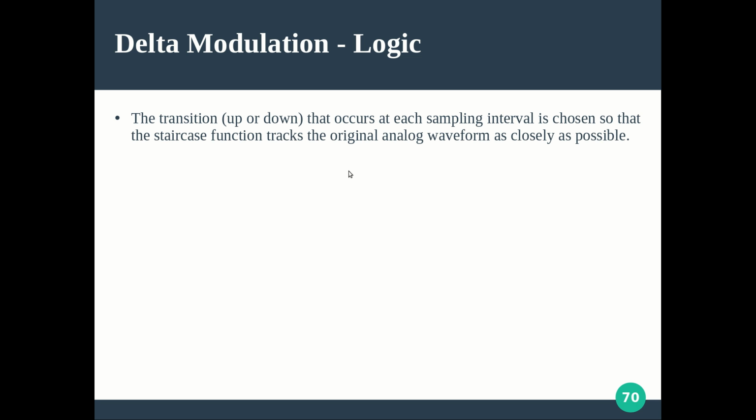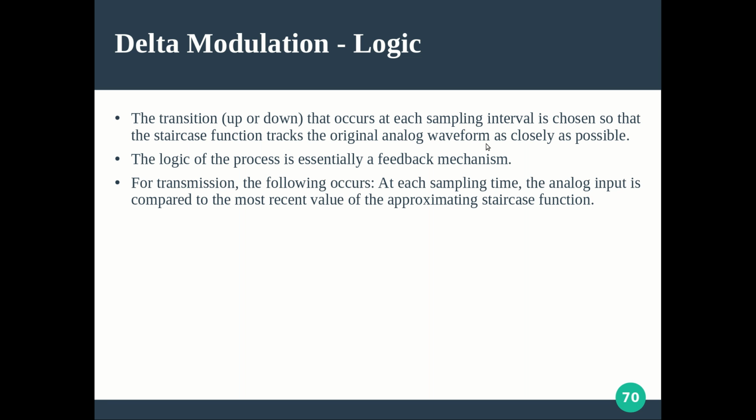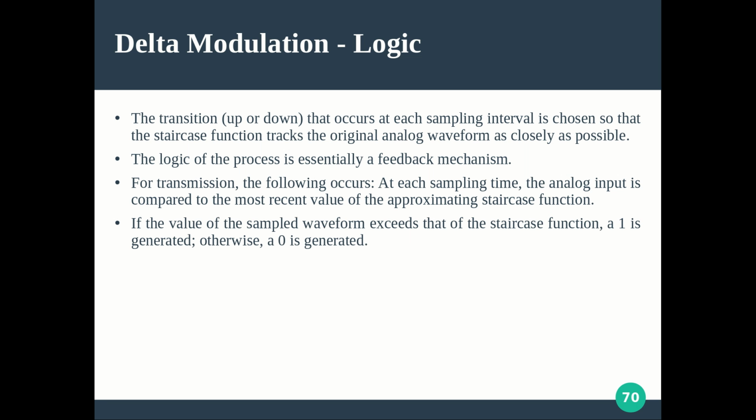The logic is that the transition, up or down, that occurs at each sampling interval is chosen so that the staircase function tracks the original signal as closely as possible. That is our intention. The logic of the process is essentially a kind of feedback mechanism. For transmission, the following occurs at each sampling time. The analog input is compared to the most recent value of the approximating staircase function. If it is greater, 1 or plus delta; if less, give a down movement. If the value of the sampled waveform exceeds the staircase function, a 1 is generated, otherwise 0 is generated.